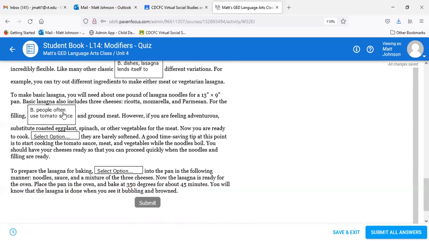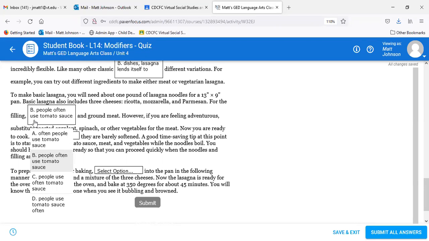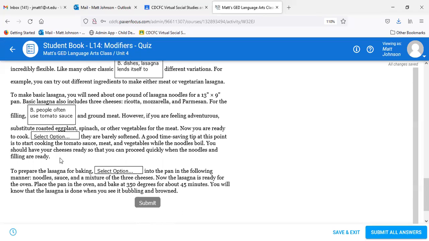For the filling, you have an introductory phrase. For the filling, comma, people often use tomato sauce and ground meat. So that's directing you to, first off, people as the subject, and then we use often as the modifier. So we want that before use, which is the verb that we're modifying. So people often use tomato sauce, B.